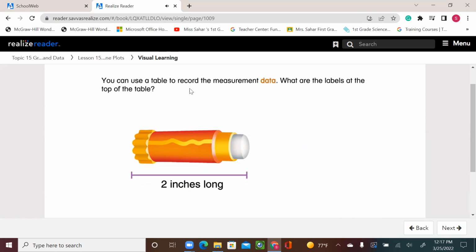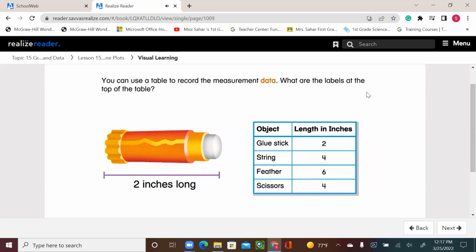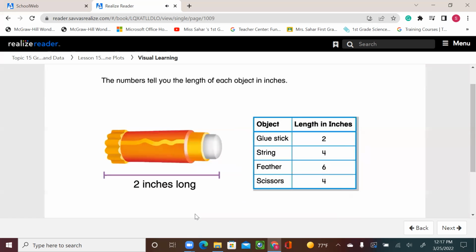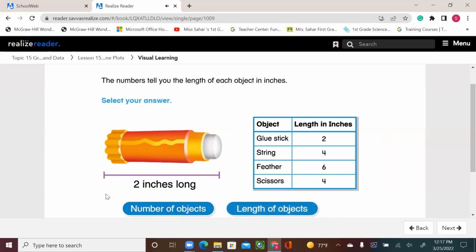You can use a table to record the measurement data. What are the labels at the top of the table? The labels are object and length in inches. What do the numbers in the table tell you? The numbers tell you the length of each object in inches. Select your answer. All right, so the numbers tell you the length of each object in inches. So the number of objects or the length of objects? The length of objects.